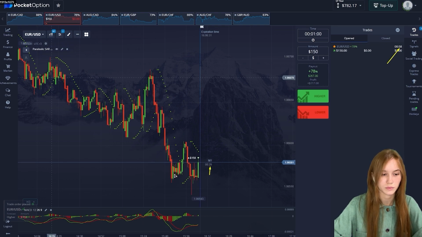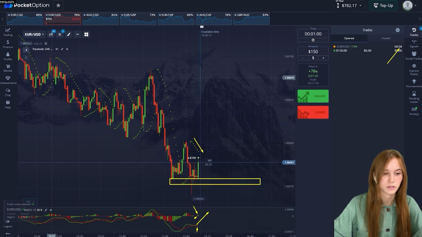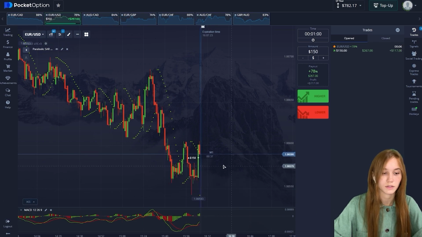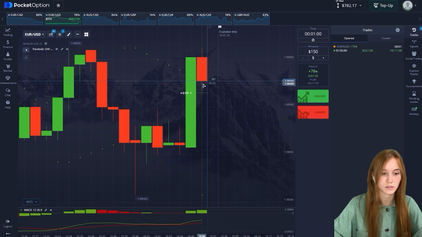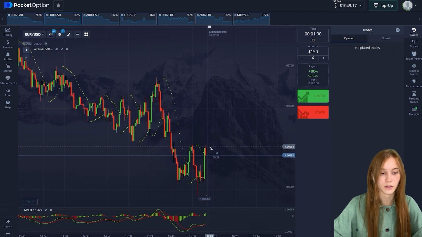So let's see for our candles. By parabolic we see decreasing trend, but by MACD we see that the green line is going up and the red bar is lower. Also we see increasing trend. 4 seconds left. Zoom it. Yeah. Our deal goes into plus.